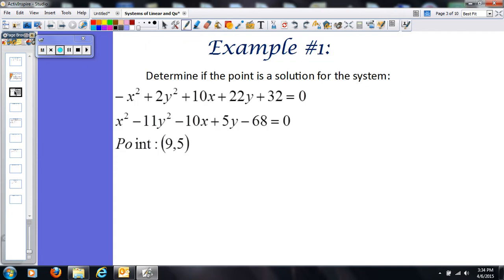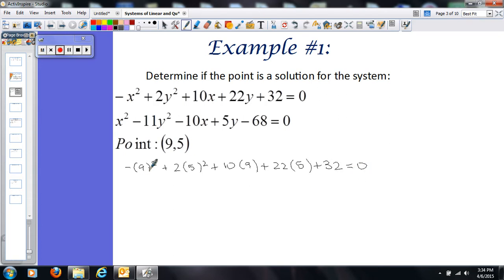So you're going to determine if the point is a solution for the system or not. The easiest way to do that is you take this point and you plug it in. Now this has to be true for both equations, not just one. So I'm going to say negative x, which is 9 squared, plus 2 times y, which is 5 squared, plus 10 times 9 plus 22 times 5 plus 32 equals 0. And you're just going to go through and start simplifying.